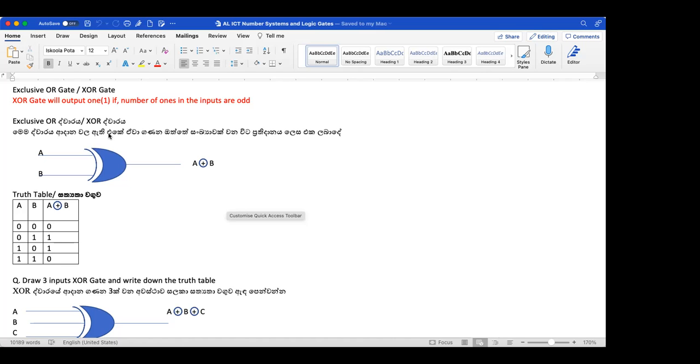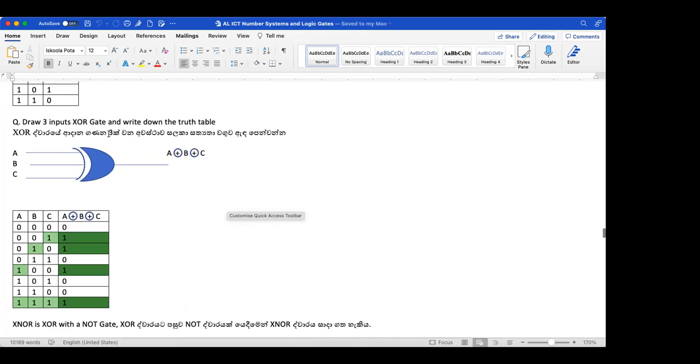And here you can see there is a 3 input XOR gate also. Here only one input is 1, which is odd, therefore the output is 1. Here only one is 1, output is 1. Here two ones means even, output is 0. One means odd, output is 1. Here two ones means even, so output is 0. Here also two ones, output is even. Here all 3 are 1, so the output is odd.